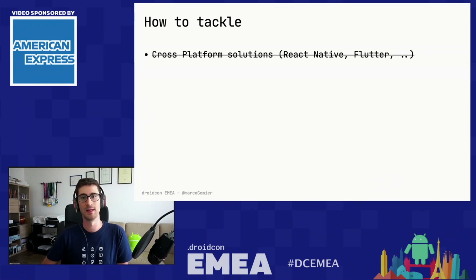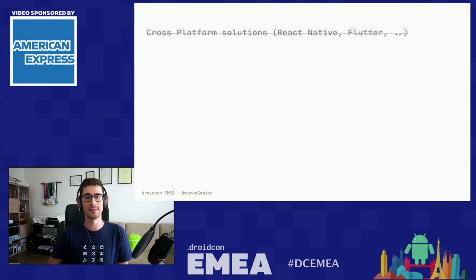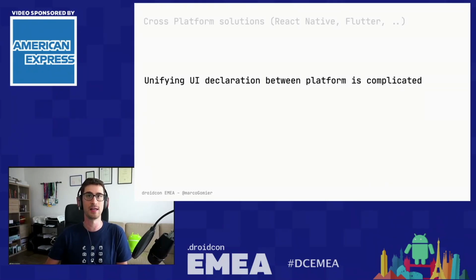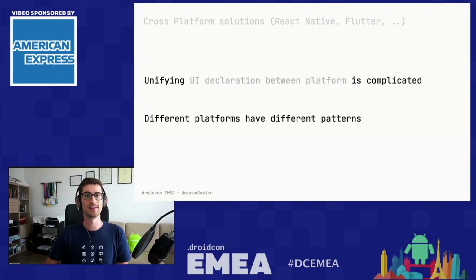the main problem with these cross-platform solutions is the fact that they are trying to unify the UI declaration between different platforms. And unifying things that are born differently is difficult, because different things have different patterns, different ideas, different structure. If we want to unify these two different worlds, we need to make some compromises, and not always are these compromises a good thing. How can we avoid making these compromises?